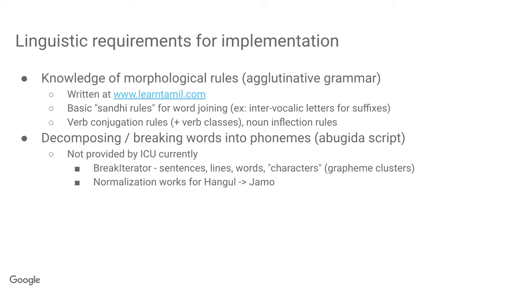Also, I needed to know how to decompose or break words into phonemes, and that relates to the abugida script being used. So this type of functionality is not provided by ICU currently. ICU does have break iterator, which will take input text and break it into sentences, lines, words, and characters, which are grapheme clusters. And there's normalization for Hangul to turn it into Jamo.